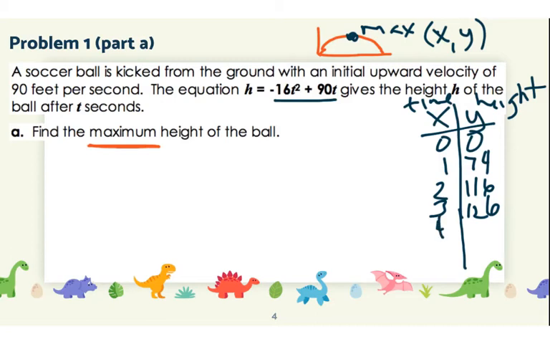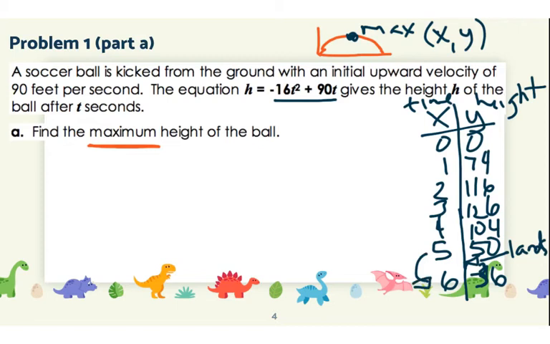At 4 seconds, it's 104 feet high. 5 seconds, 50. And at 6 seconds, it says negative 36. Okay, so that's not possible. So it lands somewhere here. It lands in between 5 and 6 seconds. So somewhere in here is where it's going to land.